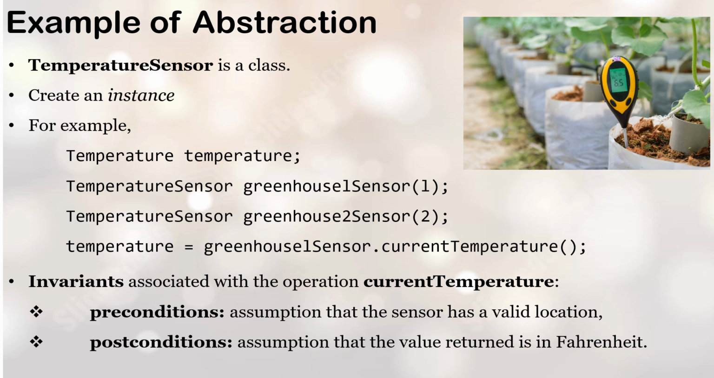In the example, temperature sensor is the class name. It takes location as constructor parameter. We create objects like greenhouse 1 sensor, greenhouse 2 sensor. Greenhouse 1 sensor takes location 1 as its parameter. The 1 refers to the location. Greenhouse 2 sensor takes location 2 as its parameter. Regarding the invariance, the precondition can be related to the location, that it has a valid location, and the postcondition can be related to the unit of temperature, that the temperature value returned is in Fahrenheit.